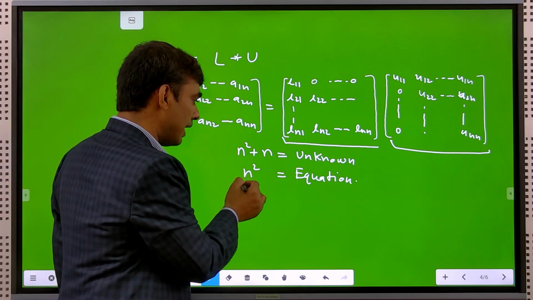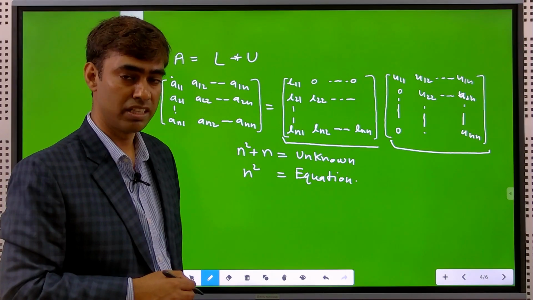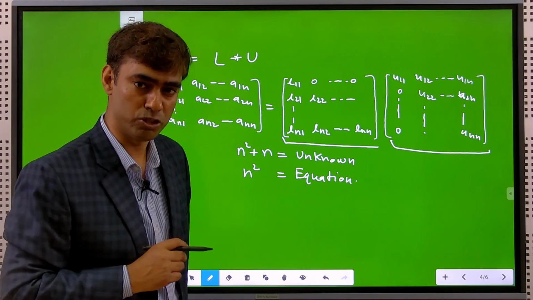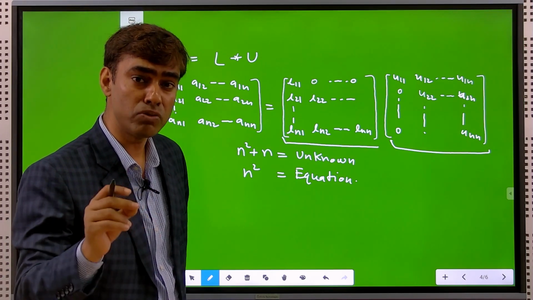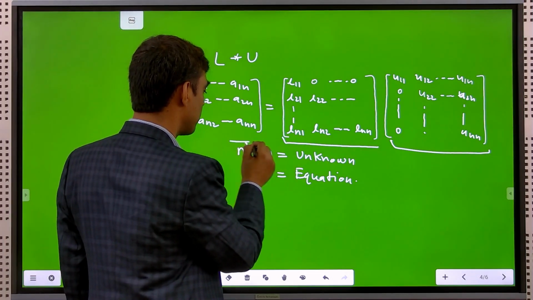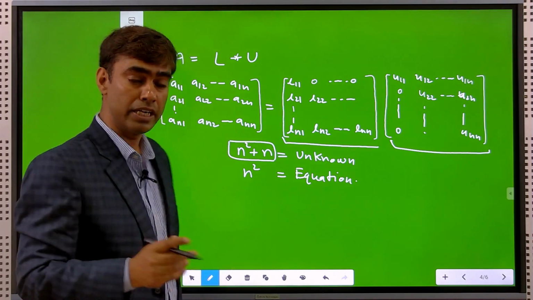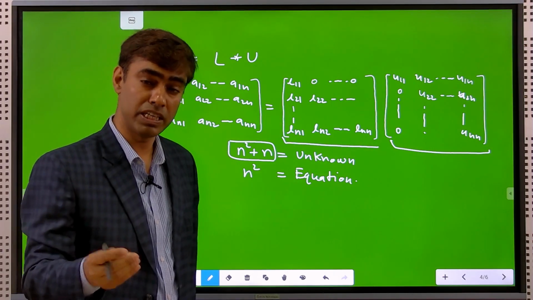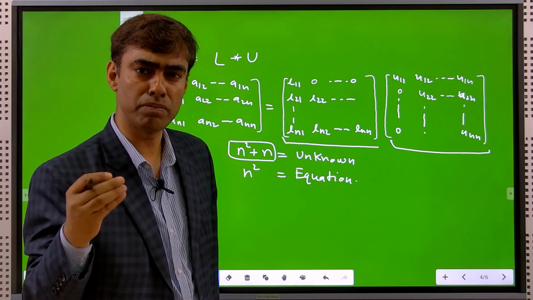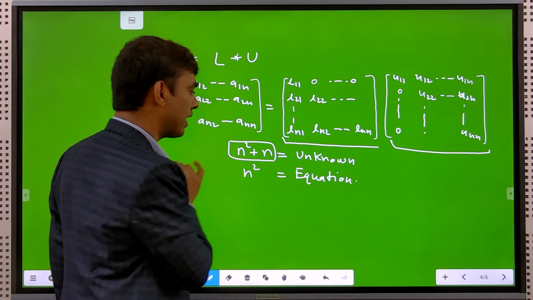So, if there are n square equations and n square plus n unknowns, then what will happen? We are unable to find a unique solution. So, in order to find a unique solution, we reduce the number of unknowns to equal the number of equations, because we know that we are able to find the unique solution if the number of unknowns equals the number of equations. So, how do we reduce the number of unknowns?